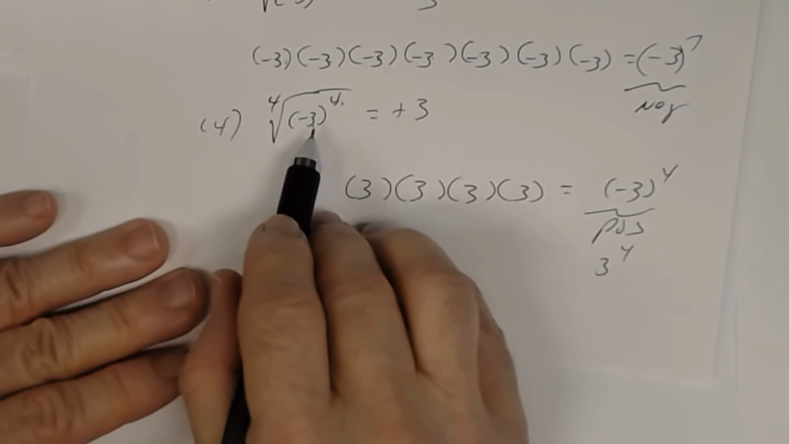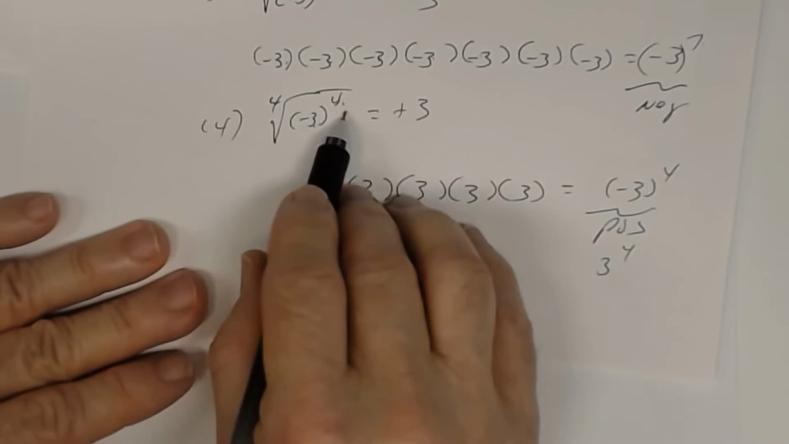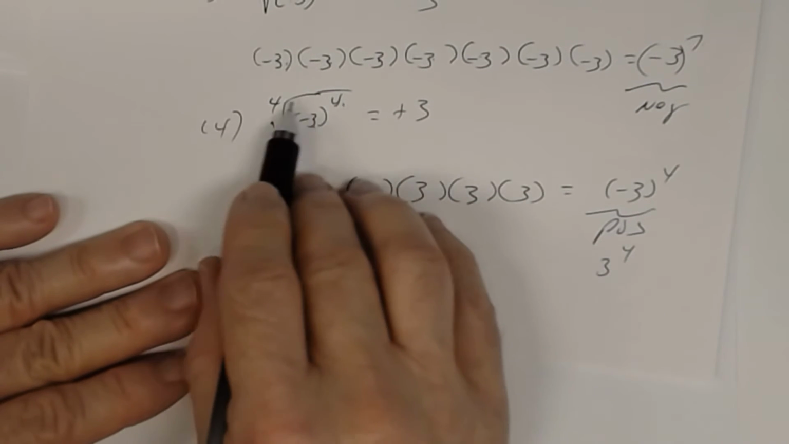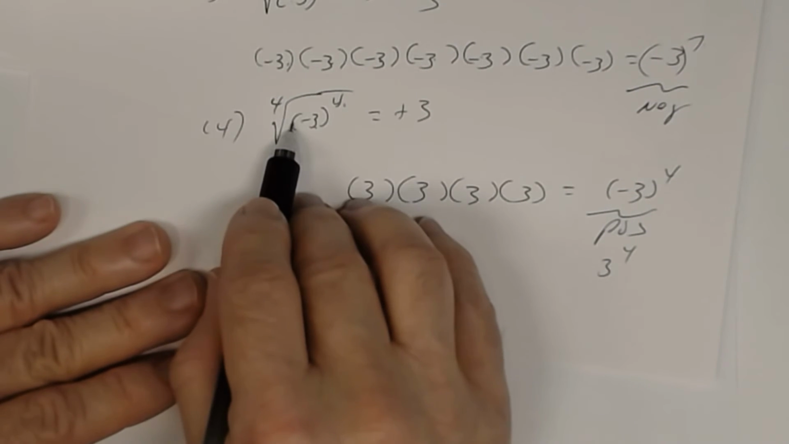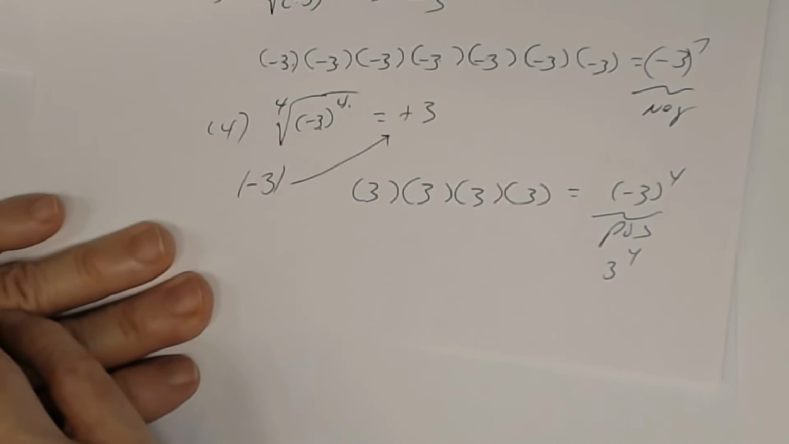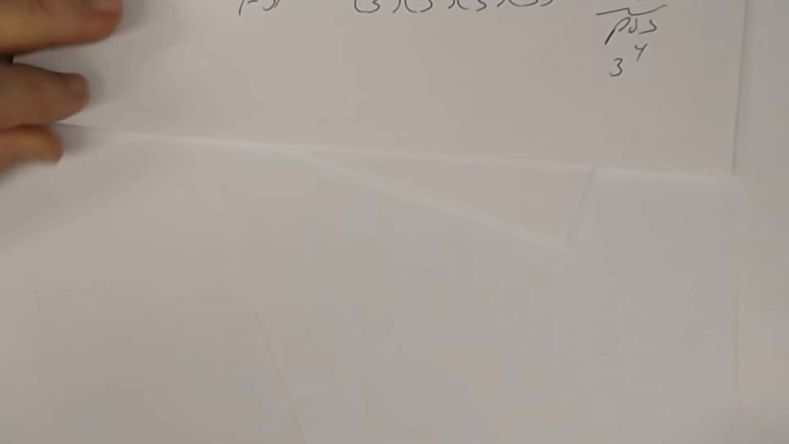So it is confusing. That is confusing. So what you got to remember, though, is this. Whenever the index and the exponent are even, then the answer is going to be the absolute value of this number. So you're going to say the absolute value of negative 3, which is positive 3. Okay? So be careful. It is a difficult concept at first.